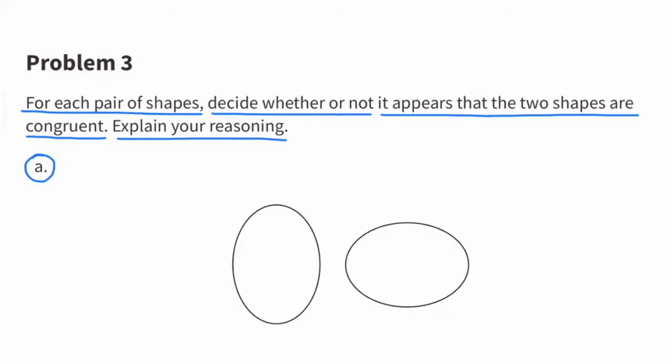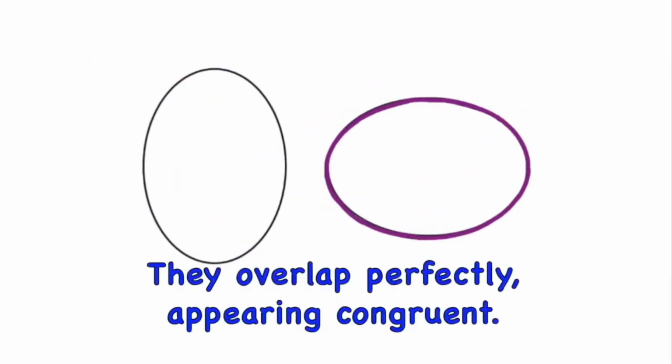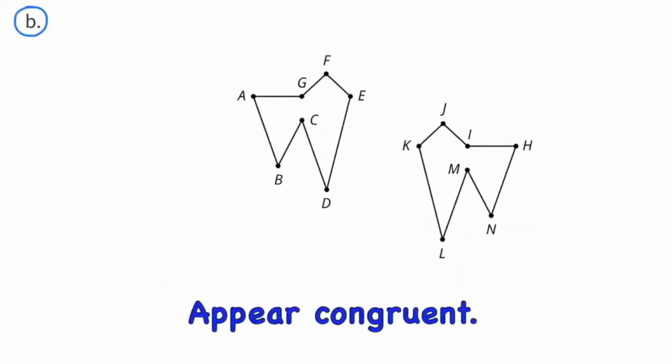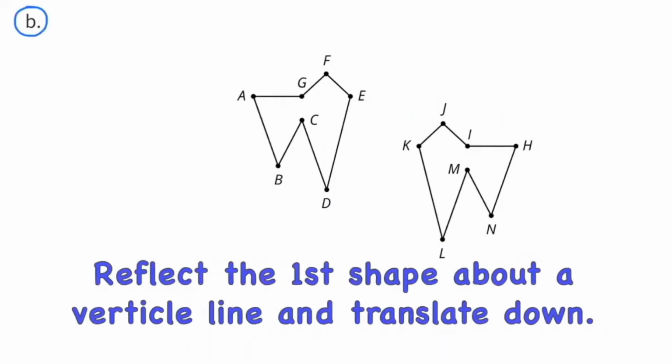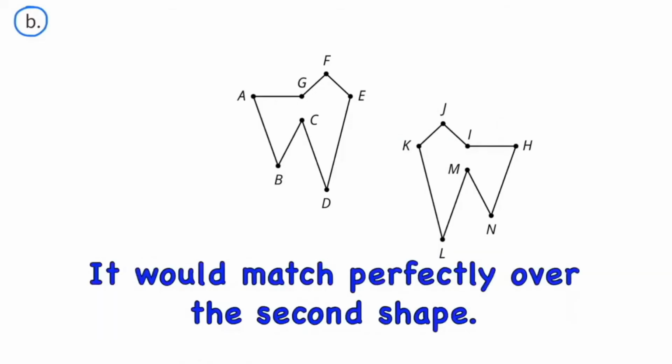Number 3. For each pair of shapes, decide whether or not it appears that the two shapes are congruent. Explain your reasoning. A. These two shapes appear congruent. They overlap perfectly, appearing congruent. B. These two shapes appear congruent. Reflect the first shape about a vertical line and translate down. It would match perfectly over the second shape.